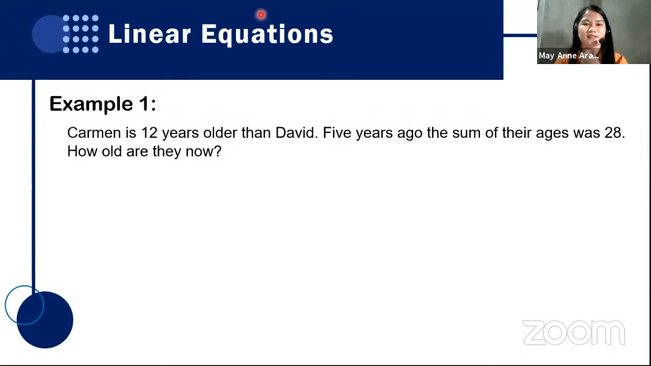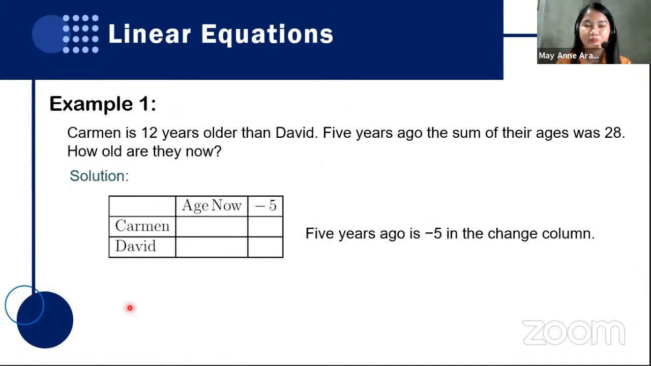Okay, Carmen is 12 years older than David. So 5 years ago, the sum of their ages was 28. How old are they now? Okay, here's the solution. You have here the table. So age now, then since 5 years ago, lumipas na, so negative 5 yun.